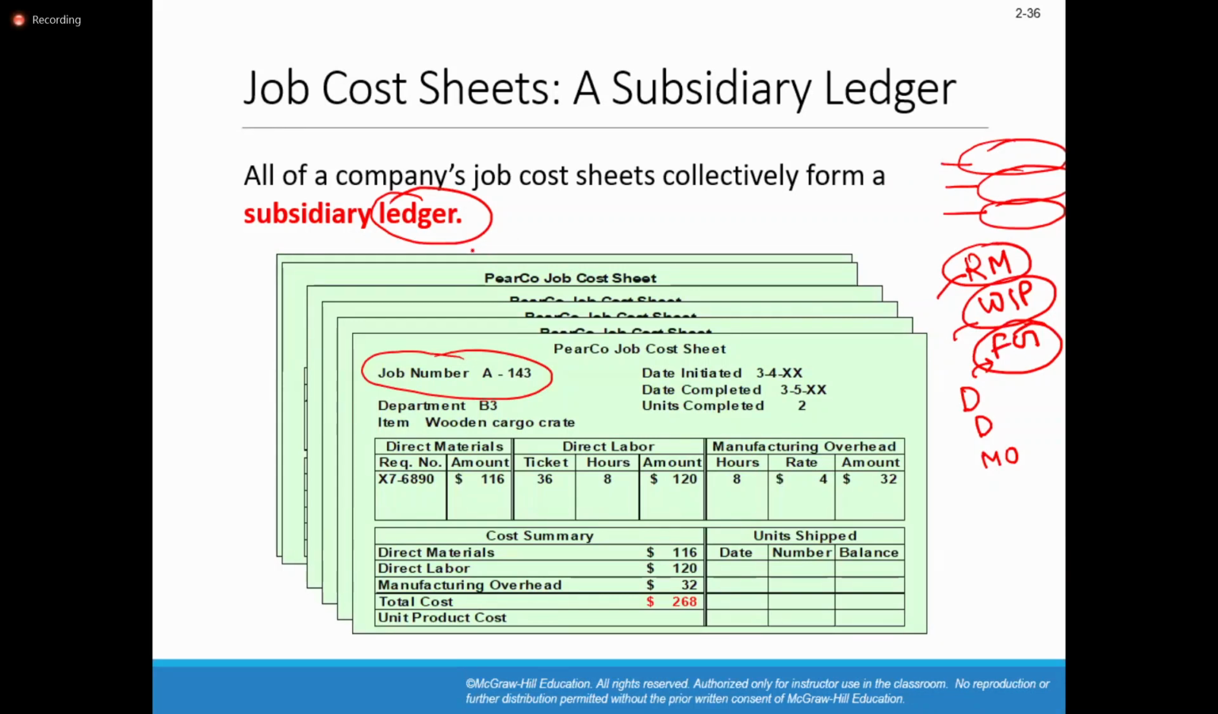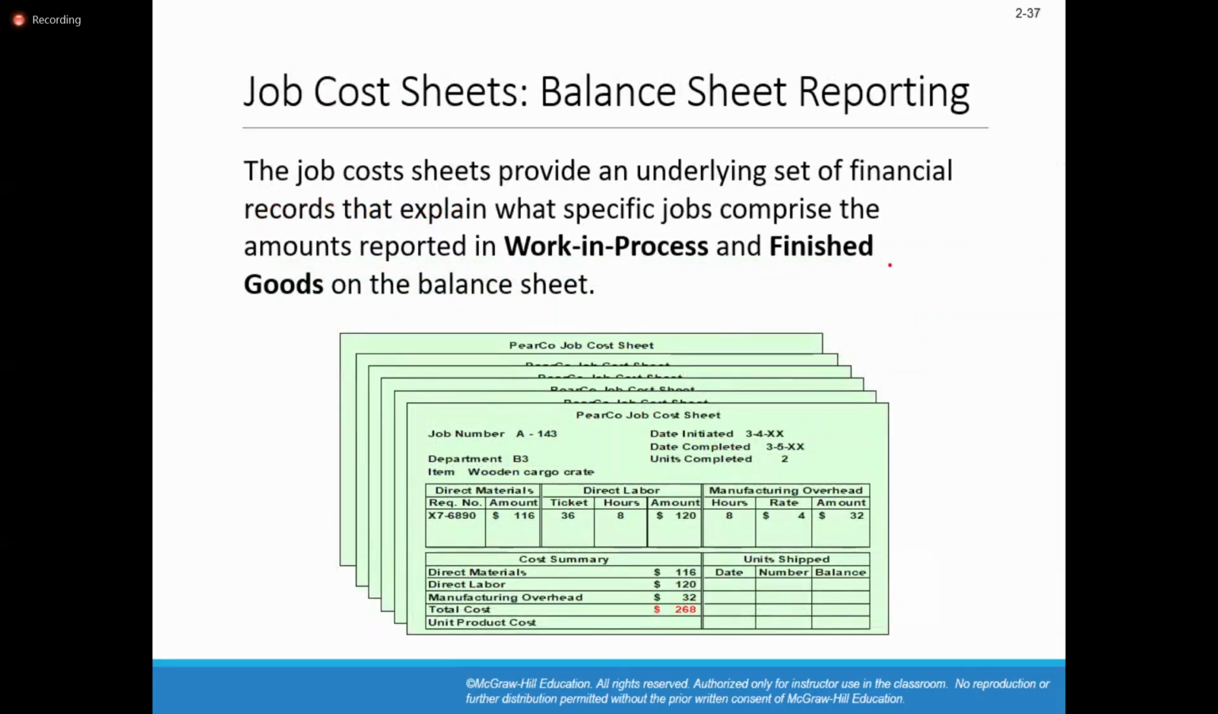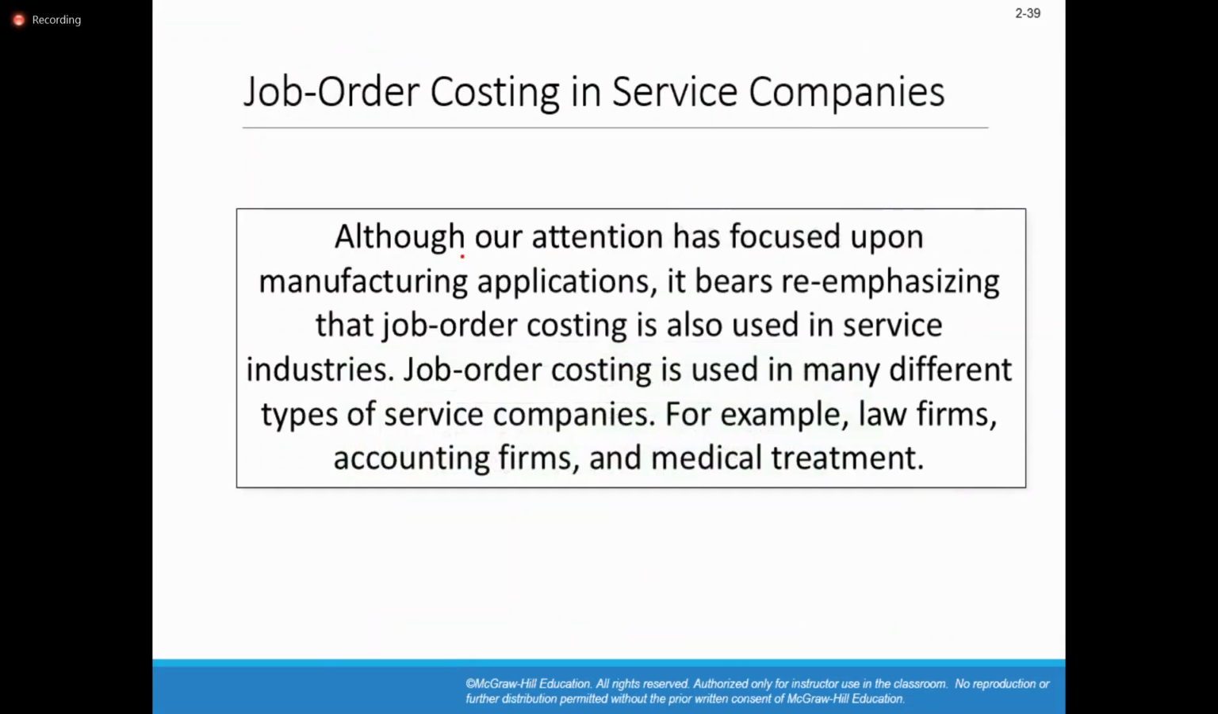So each of the values from the ledger will be transferred to the financial statement for each of these components I mentioned. Okay. And you will also be able to estimate your cost of goods sold based on the cost you have reported for all jobs in the job cost sheet. Okay.